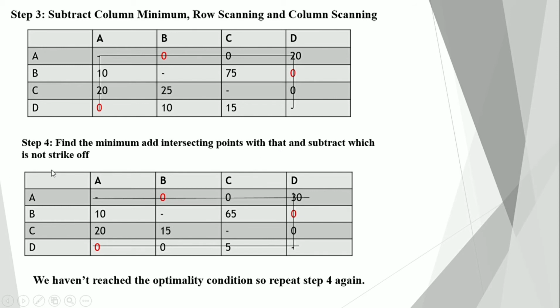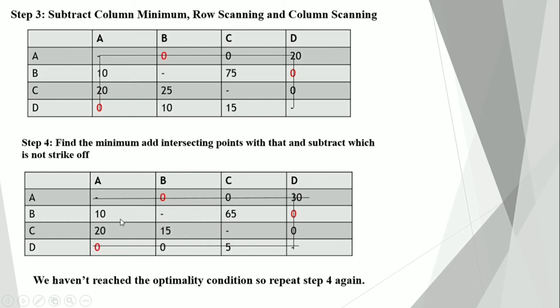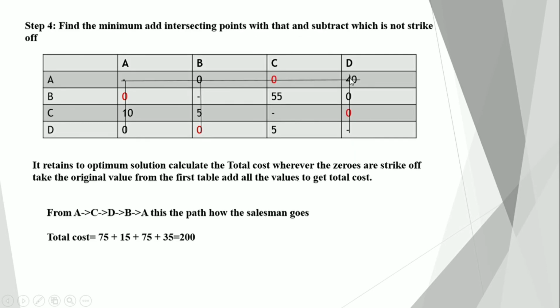from the elements which are not struck off. That I will show in the next table. So in this we have done it again. See, in this we have the minimum value as 10 again. So we have added 10 to 40 and it has become 55, and 15 minus 10 is 5, and we have 0 here.